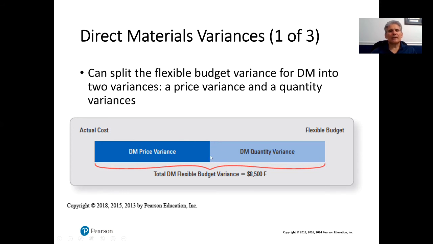So if we break this down in a little bit more detail, we can get a better understanding as to what our real costs are. So if we have the $8,500 favorable, we can break it down into further detail to understand how much of it is associated with the price and how much of it is associated with quantity.